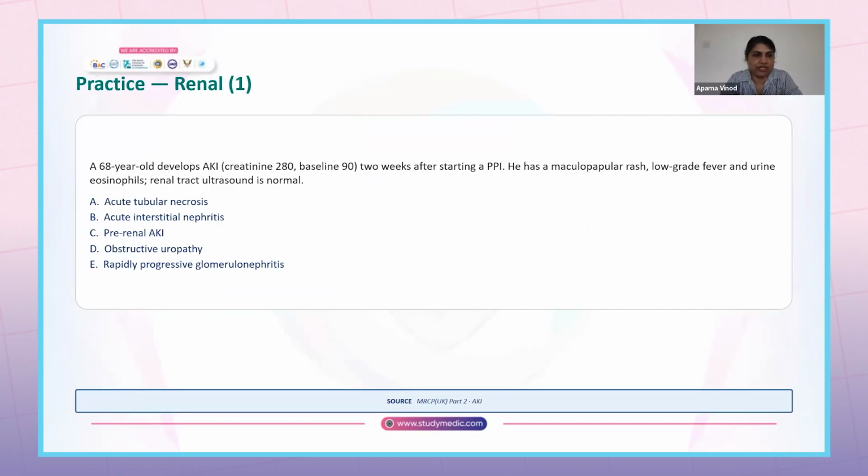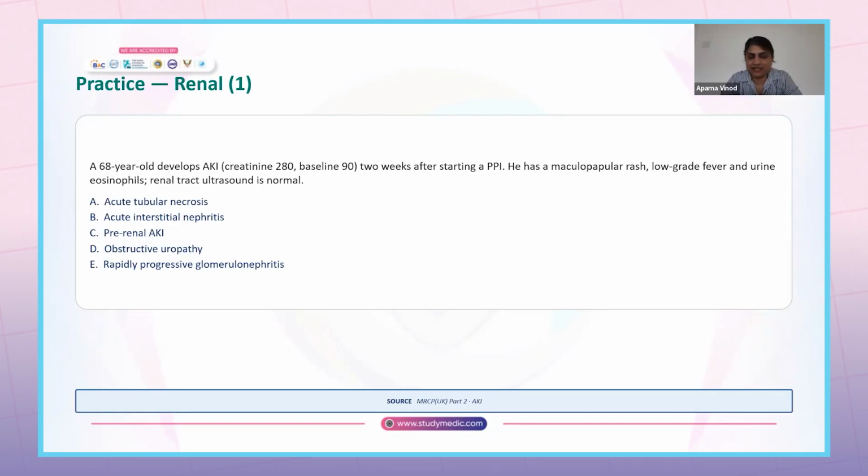So, practice question. A 68-year-old develops AKI. Creatinine is 280 now. Baseline was only 92 weeks ago, before starting a PPI. There is also a maculopapular rash. There is a low-grade fever and urine eosinophils, but the ultrasound is normal. What do you think this disease might be? Is it acute tubular necrosis? Is it acute interstitial nephritis? Is it pre-renal AKI, obstructive uropathy, or rapidly progressive glomerulonephritis?